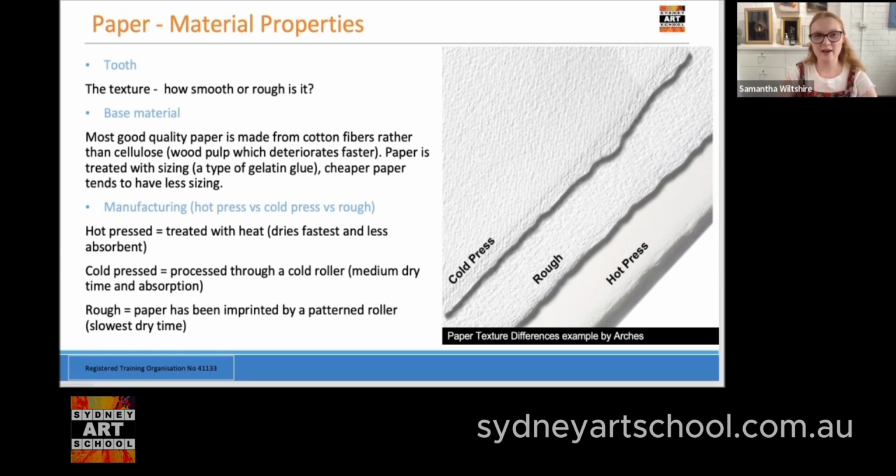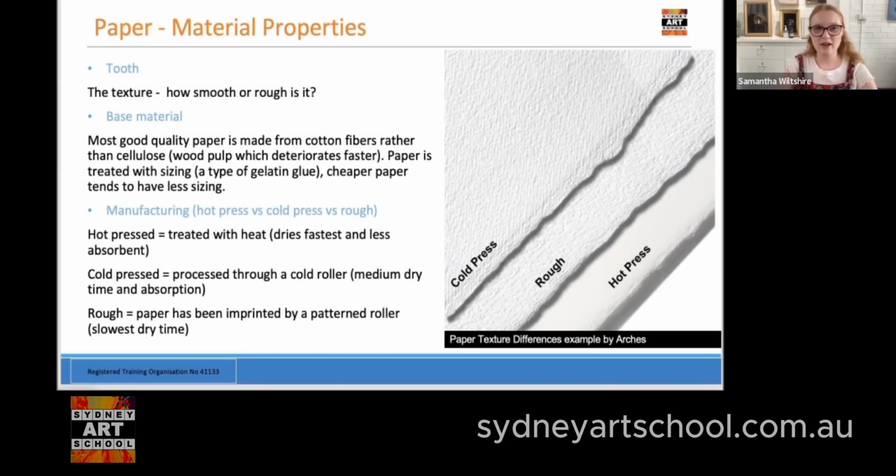We also really care when we're talking about paper about the base material. Most good quality paper is made from cotton fibers rather than cellulose. Cellulose is a wood pulp, which does tend to deteriorate a little bit faster. Paper is also treated with sizing, and that's a type of gelatin glue. Cheaper paper tends to have a little bit less sizing.